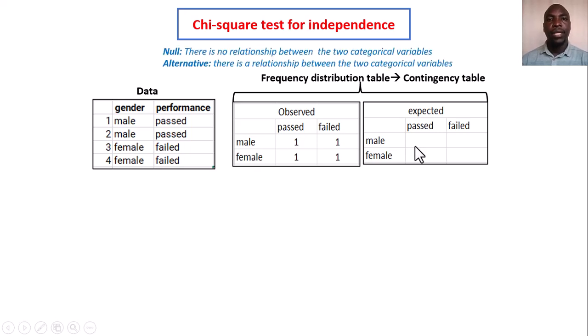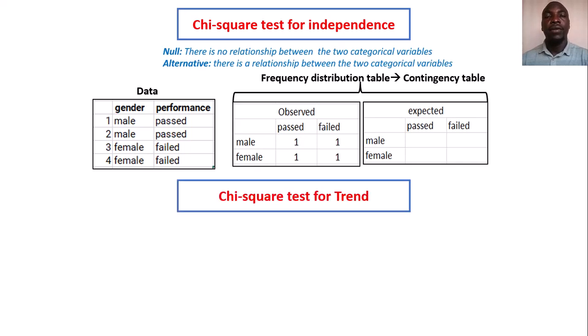The null hypothesis we are testing here is that there is no relationship between the 2 categorical variables. In other words, gender and performance are independent of each other. However, the alternative says there is a relationship between the 2 categorical variables. Either males perform better than females or females perform better than males. That's what the alternative is suggesting. So that's the chi-square test for independence.